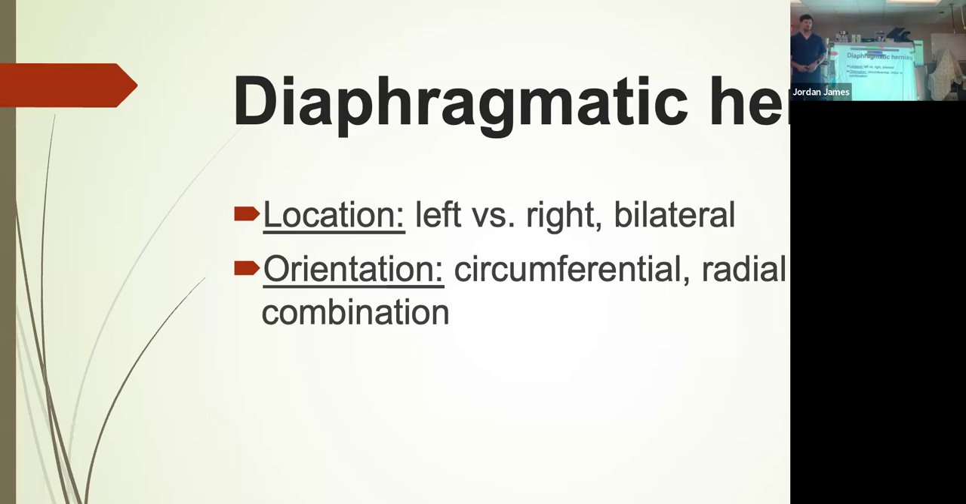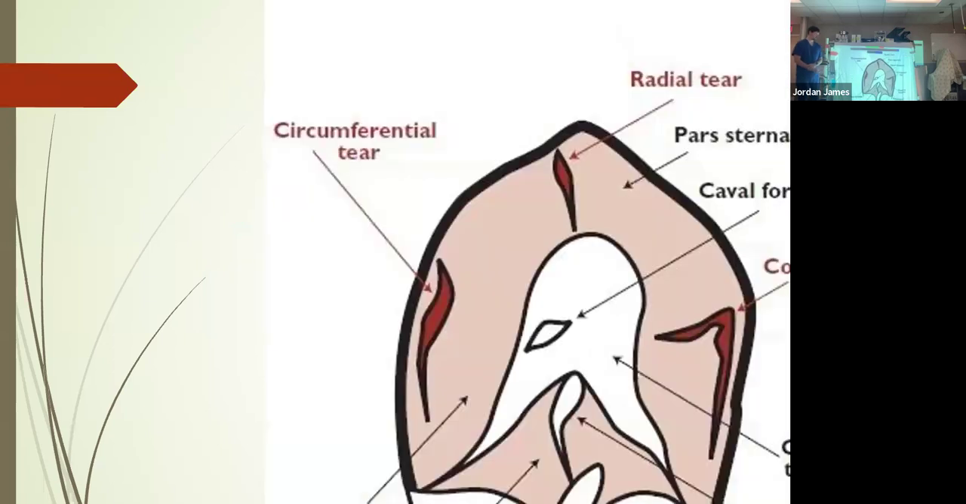Perfect. In terms of the hernia, we do describe it in different ways. We've talked about the location. It can be on the left versus right, or sometimes bilateral if there's more than one area that's had herniation present. The orientation is important, mainly when we're talking about surgery. So circumferential, we'll have a diagram on the next slide, is around the periphery. Radial is going to come from the inside to outside, and a lot of times is a combination of the two, but those are different ways that we describe it.